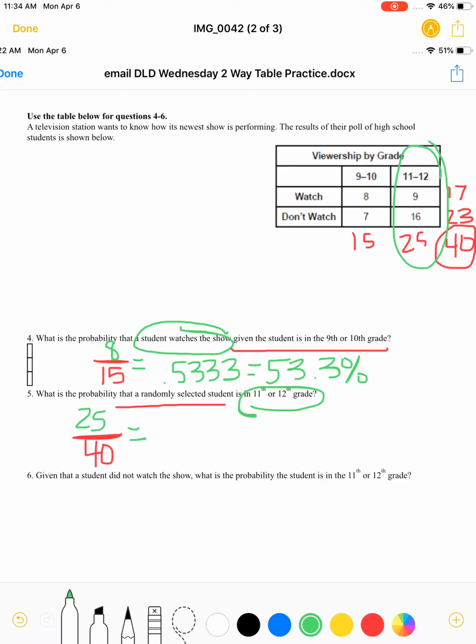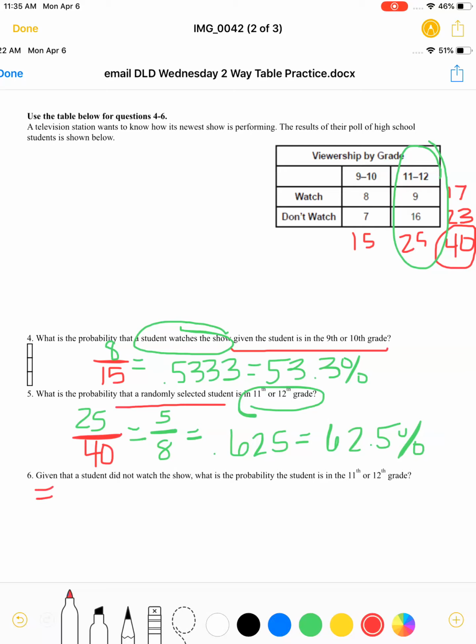So if we want to reduce that, you just plug that in our calculator, or you can just use your brain. That's 5 over 8. Okay, and then as a decimal, 0.625. And then as a percent, 62.5%. Okay. All right. Number 6. Number 6 says, given that the student did not watch the show, what's the probability the student is in the 11th or 12th grade? Okay.